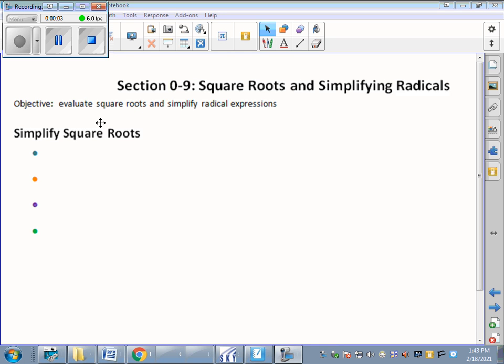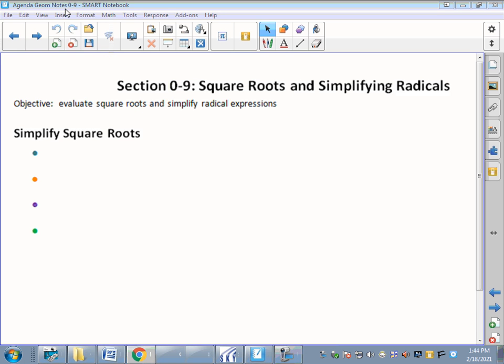Hello, geometry. Welcome to square roots and simplifying radicals. So this is one of those things that you may or may not have learned in Algebra 1, and it's something that we're going to use in geometry. So it's going to pop up as we go into trigonometry. So it's a great time, and Pythag, it's a great time for us to talk about this.